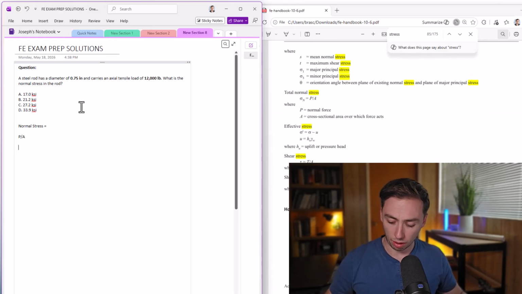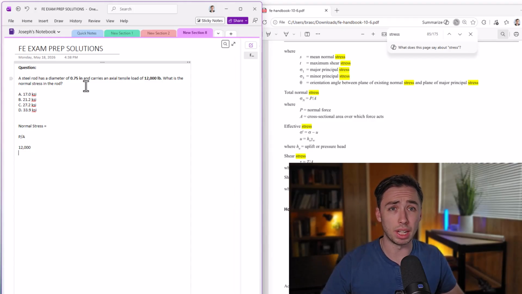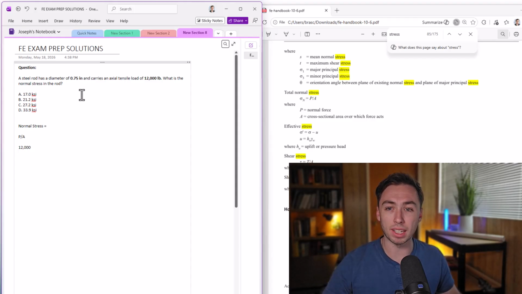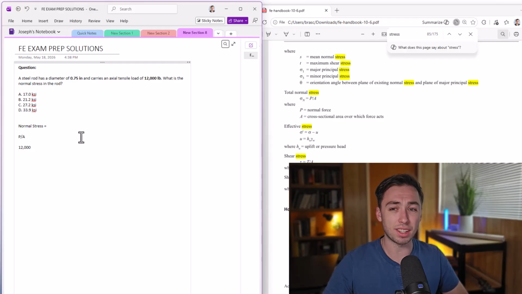Well, what is the load? 12,000 pounds. And then what is the area of the rod? Well, we have a diameter. So we know the area given a diameter is pi d squared over 4. You could divide it by 2 and do pi r squared if you want, but pi d squared over 4 is a much quicker way to do it, given that you're given diameters a lot. You're not nearly as commonly given radii on the FE exam. A lot of the time it's diameters.